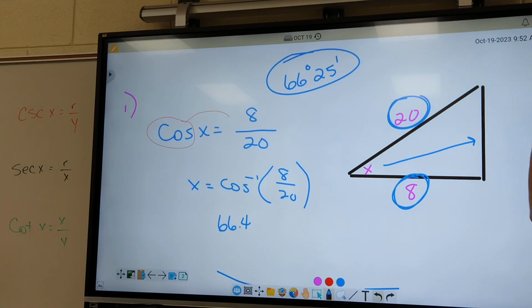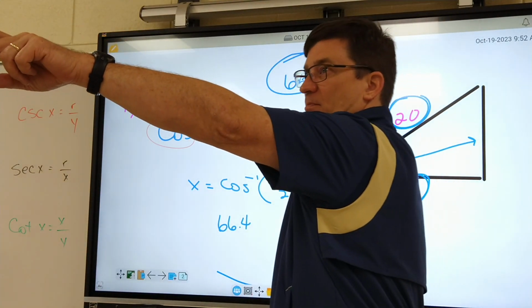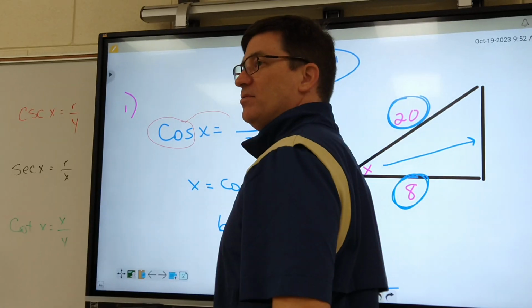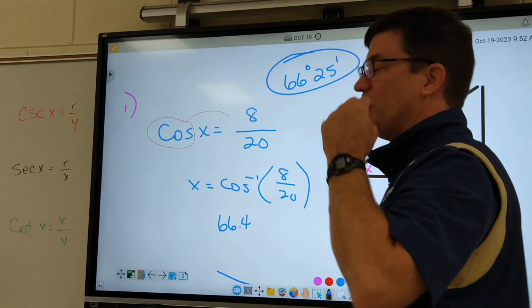So that's how we're going to do every problem. You're going to draw a triangle and label it. It'll probably take you 4 or 5 problems before y'all get the hang of it. The top is adjacent and the bottom is hypotenuse. Look at the formula. You got to do whatever it tells you to do in the formula.